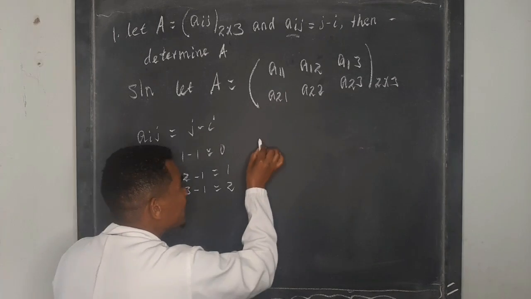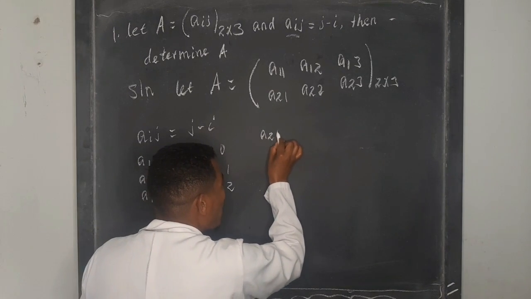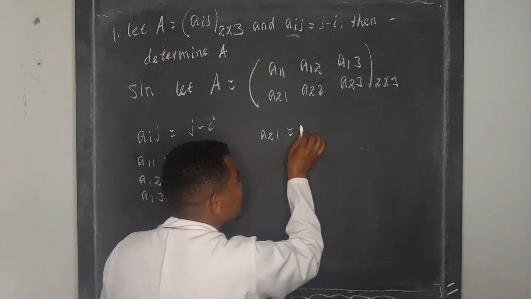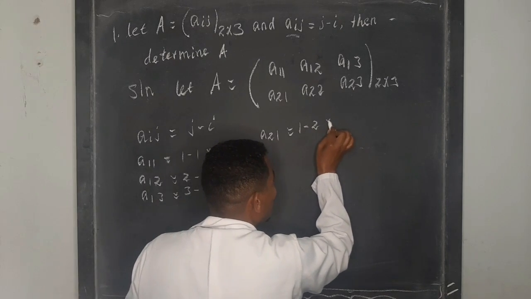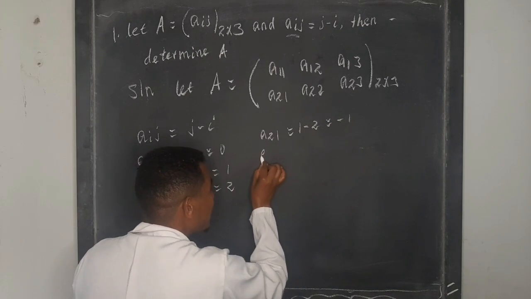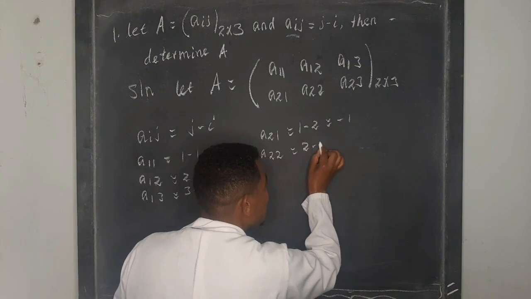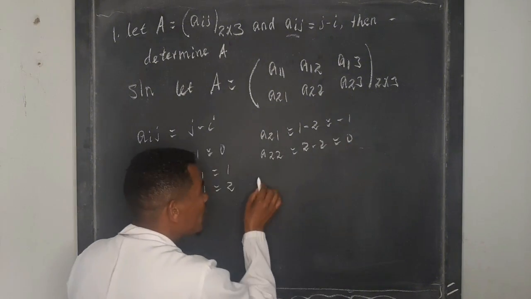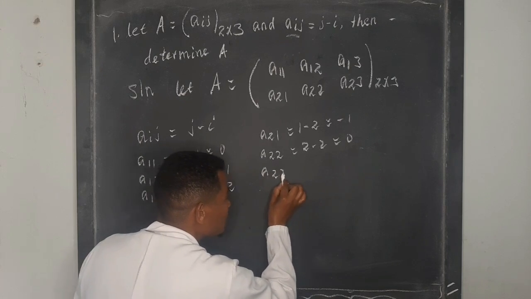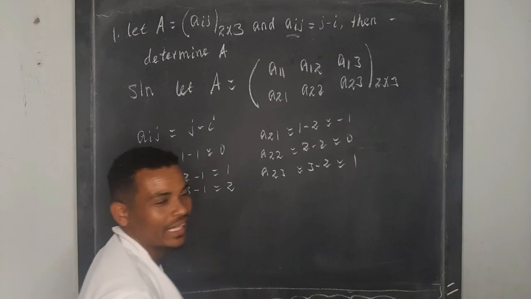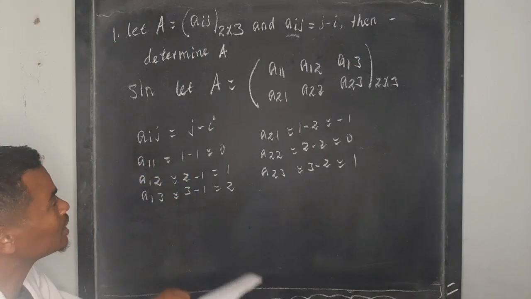The next one is a21, that is row 2, column 1, that is 1 minus 2, which is equal to minus 1. a22 is equal to 2 minus 2, which is equal to 0. a23 is equal to 3 minus 2, which is equal to 1.